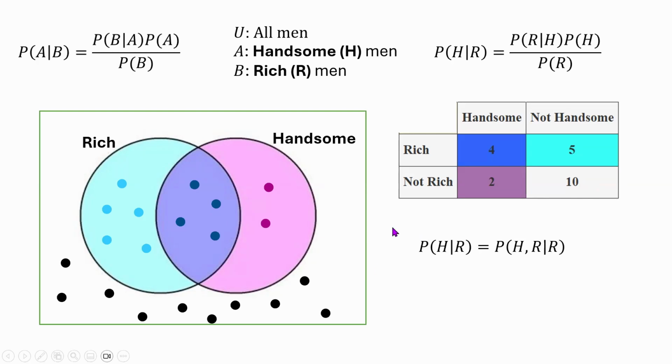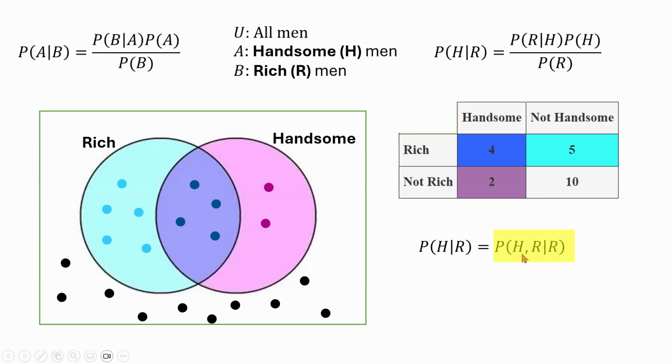Okay, so let's try to get the probability of H given R. That means probability of someone being handsome given that they are rich. So we are saying that given that they are rich, that means they are rich, right? That means they are handsome and rich. So we can write it like this: they are handsome and rich given they are rich. So this is just a short-hand form of this whole expression. I feel more comfortable with this notation. That is why I'm writing this here first.